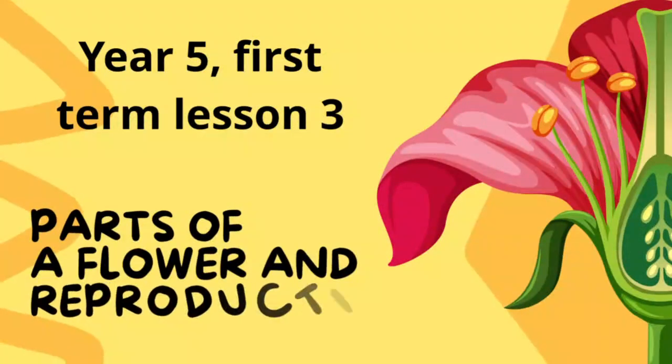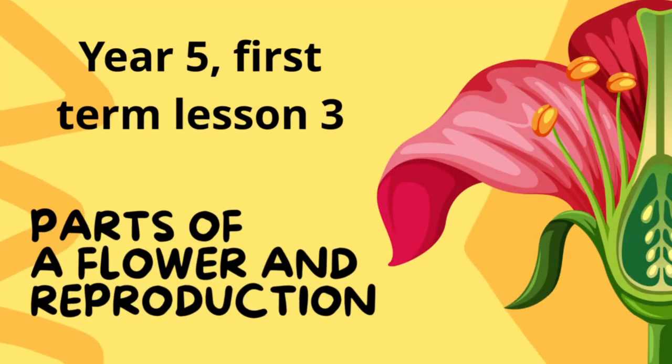Hello, my dear friends. This is the lesson for year 5, first term, lesson number 3, which is talking about parts of a flower and reproduction. So, what are the parts of the flower?